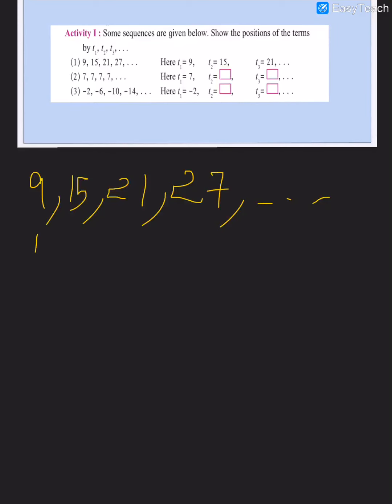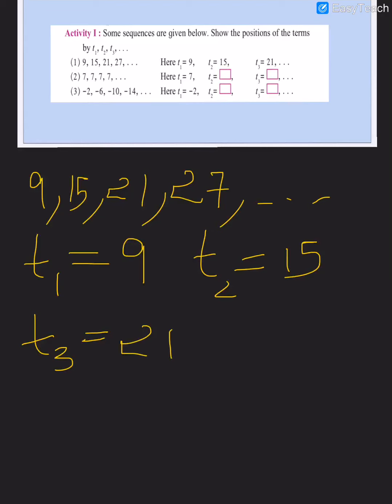That is, we have to write it like this. T1 stands for the first term. So what is the first term here? 9. T2, second term. T3, third term. And T4 is equal to 27. So like this we are showing the positions of the terms. So that is the first question.